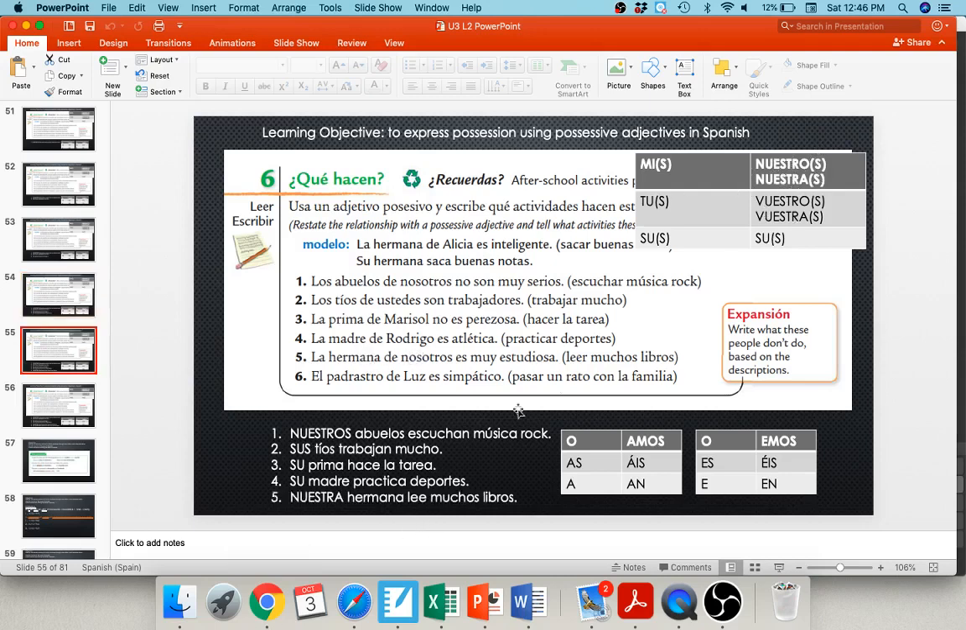So nuestra hermana, and then to read a lot of books, to say that she reads. Again, she is our bottom left box, ella. We're going to chop off our er and leer, and we should be adding an e. Nuestra hermana lee muchos libros.